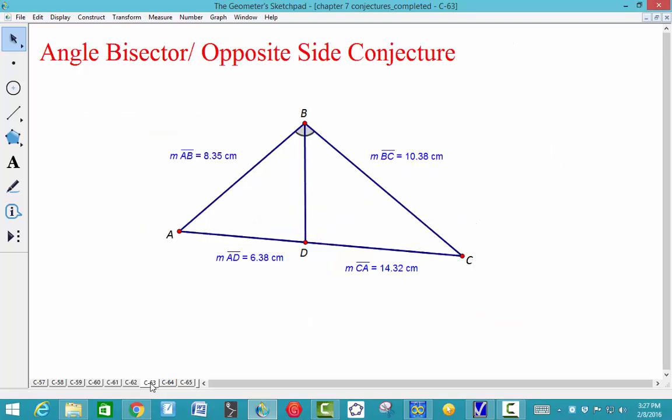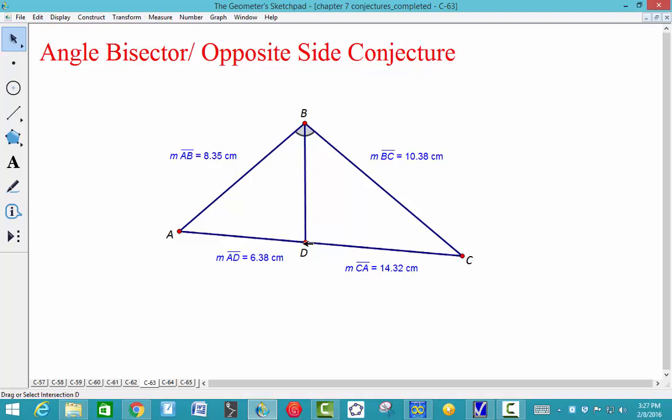Conjecture 63, angle bisector opposite side conjecture. A bisector of an angle in a triangle divides the opposite side into two segments whose lengths are in the same ratio as the lengths of the two sides forming the angle. So we have triangle ABC. I've measured the lengths of the two sides forming the angle that's bisected, and then I've also gone ahead and measured the opposite side and what it's divided into.